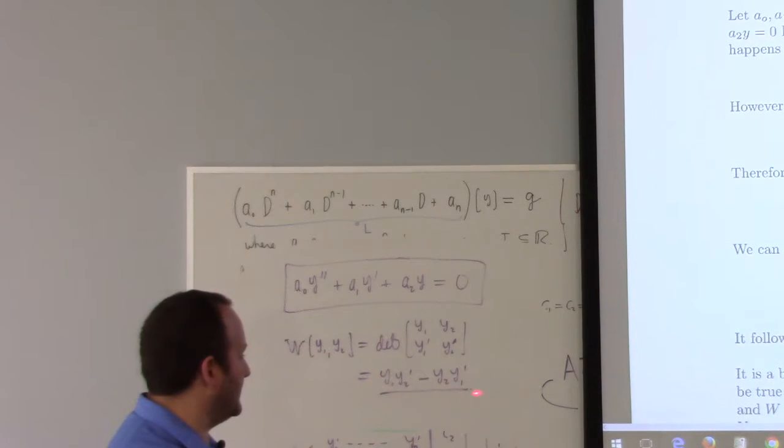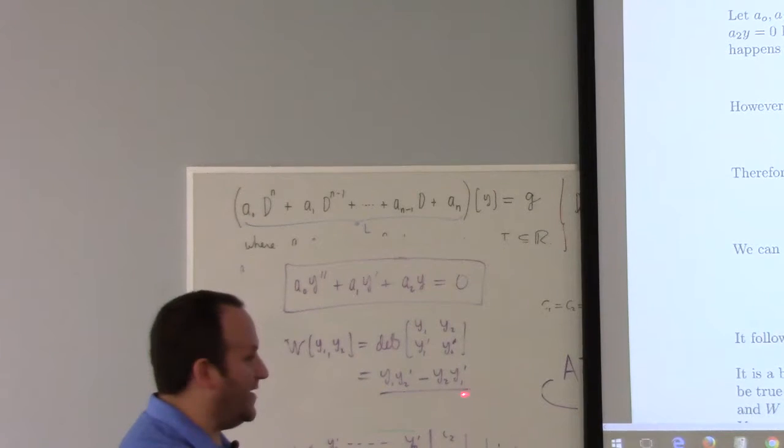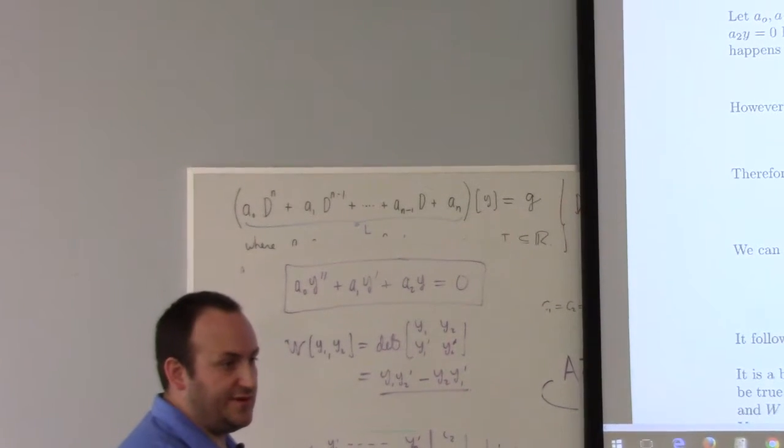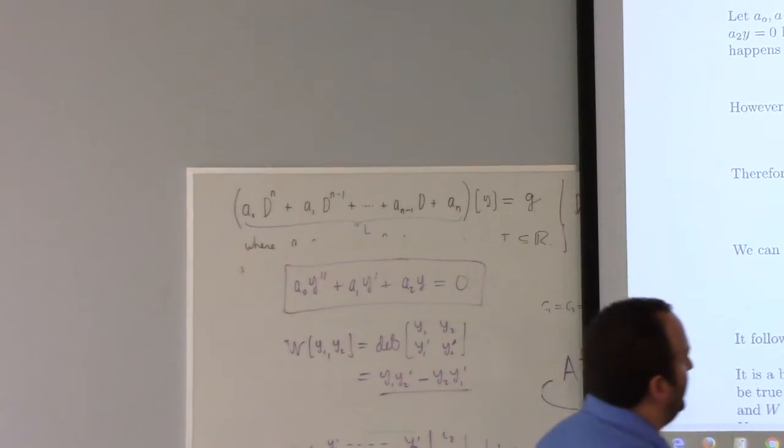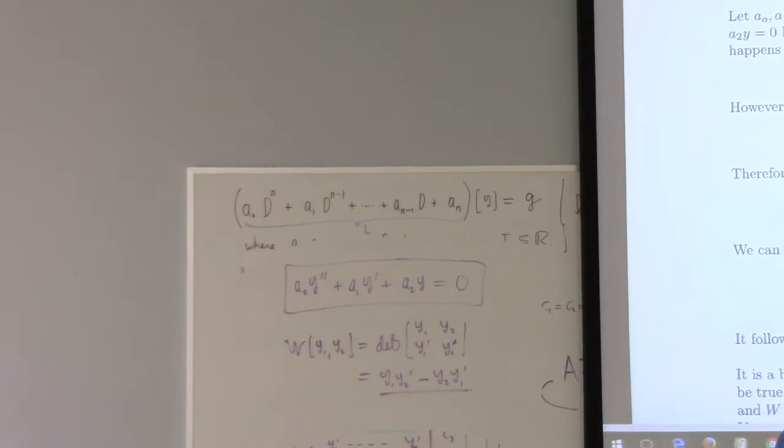Differentiating this, why do I get 4 terms? Yeah, 2 product rules, right? 2 for each. But something pretty cool happens. You notice that you get this guy and that guy, and these are just multiplications. They're the same thing. They cancel, and you're just left with y1, y2 prime prime minus y2, y1 prime prime.